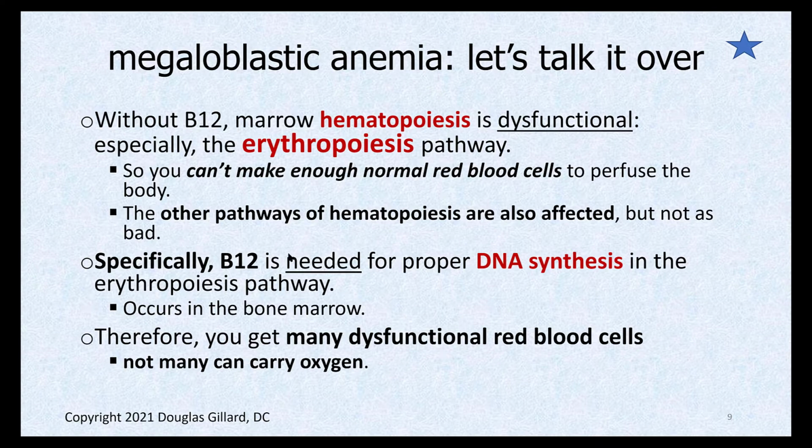If you really want to get more into the weeds, how does vitamin B12 screw up the making of red blood cells? Vitamin B12 is needed for DNA synthesis. So, of course, we need DNA synthesis to make a red blood cell. So, it doesn't work. Interestingly, RNA synthesis is not screwed up.